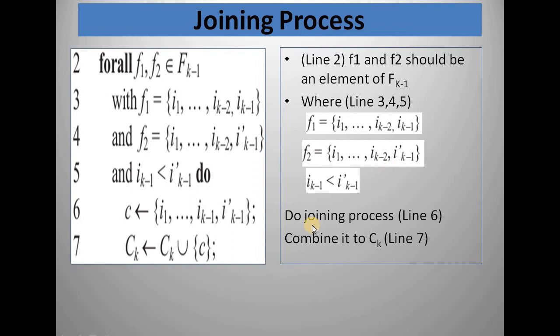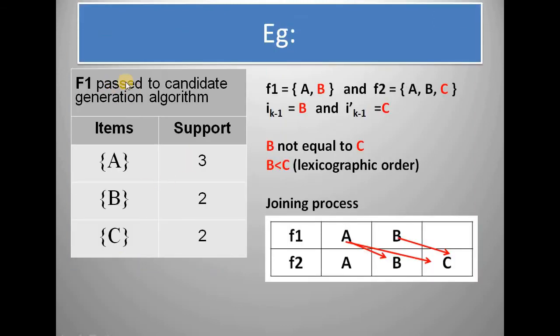Then in line 6 we do the joining process. Here we combine that candidate into Ck. With an example, we pass Fk minus 1. We have the f1 as a, b, c. So this is what has been passed to the algorithm.